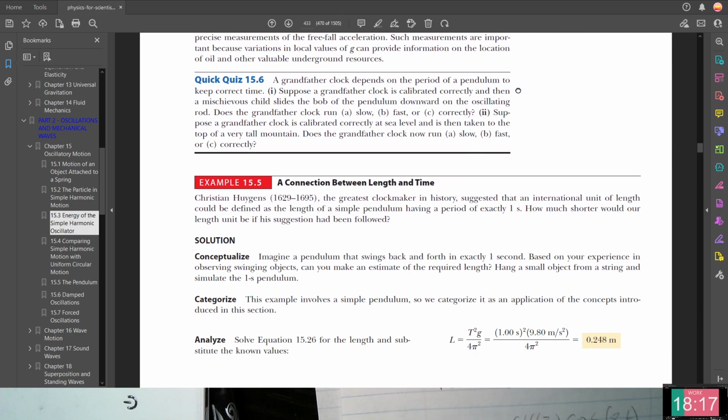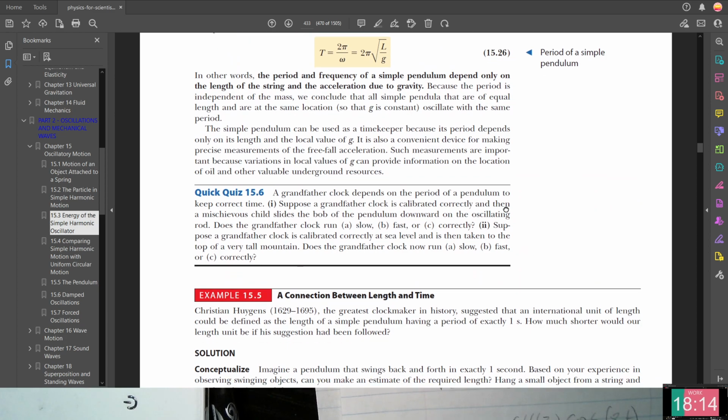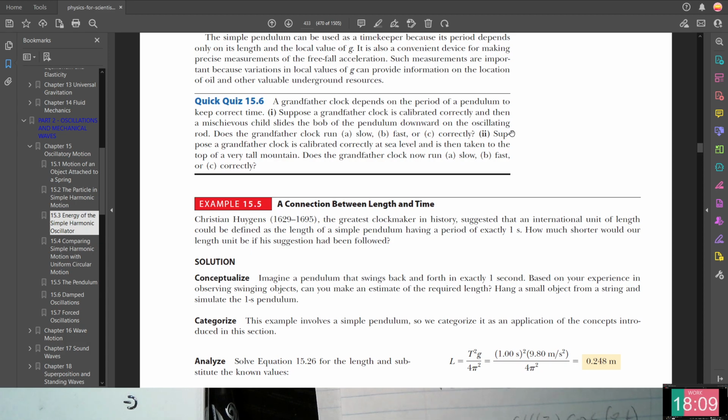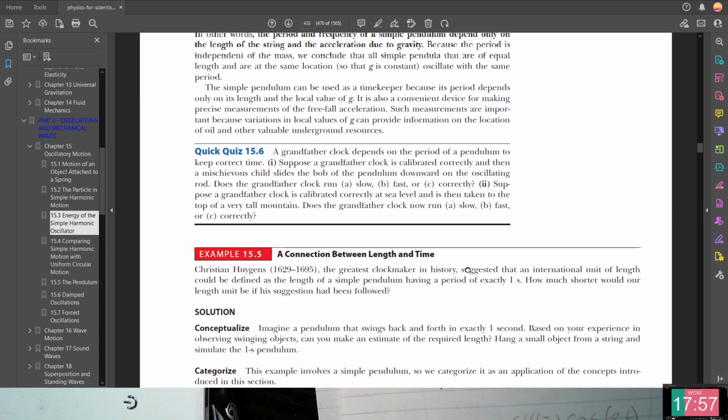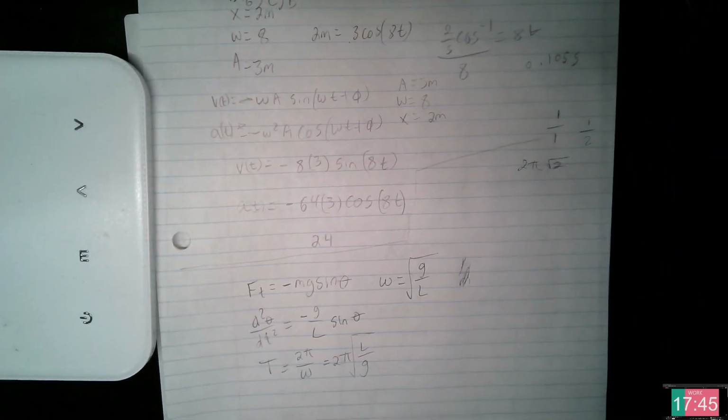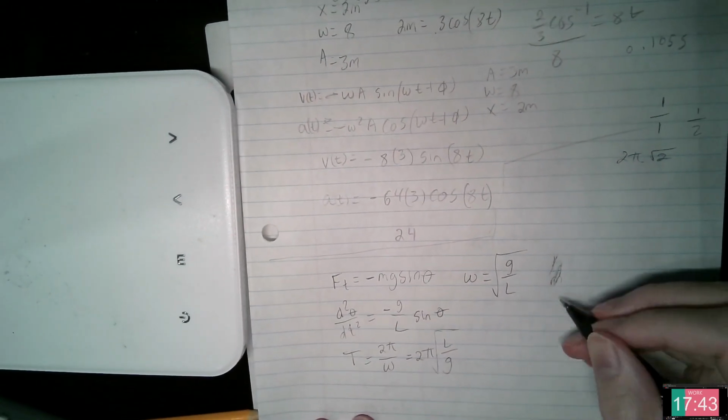Oh, he isolated it here. He isolated L. How much shorter would our length unit be? Okay, I didn't really pay attention to that. Hold on, even if I saw the answer already, I still have to try to get it right. Okay, and also let's lift it a little bit down like that.